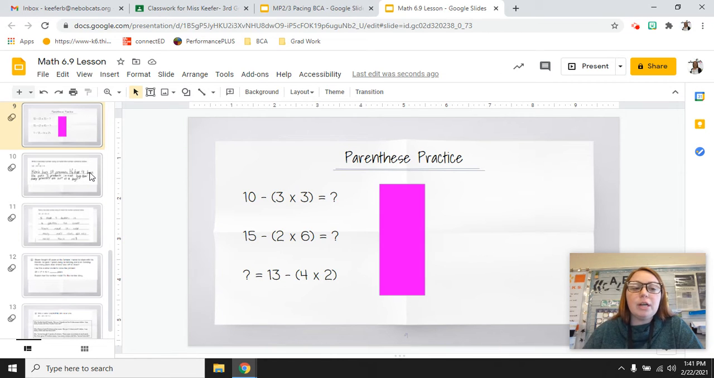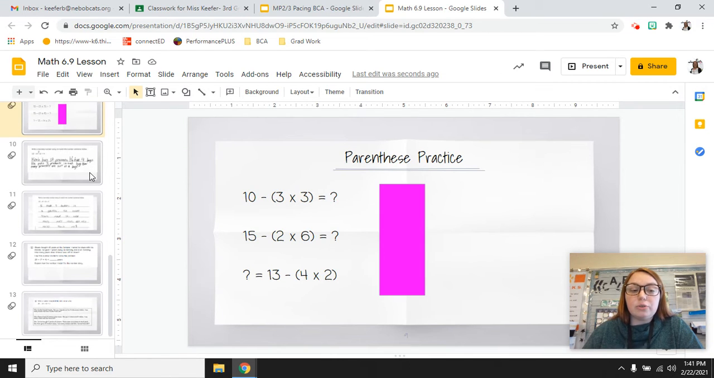For our initial part of our lesson, we are going to do mental math practice using parentheses, and then we are going to move into a few examples. All you need with you is your number story notes and your whiteboard. On your whiteboard, we are going to solve these 3 parenthesis problems.